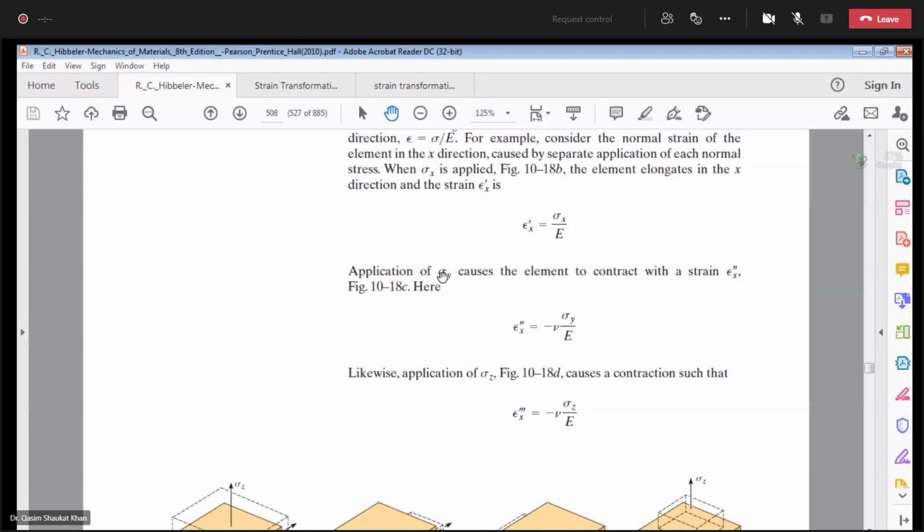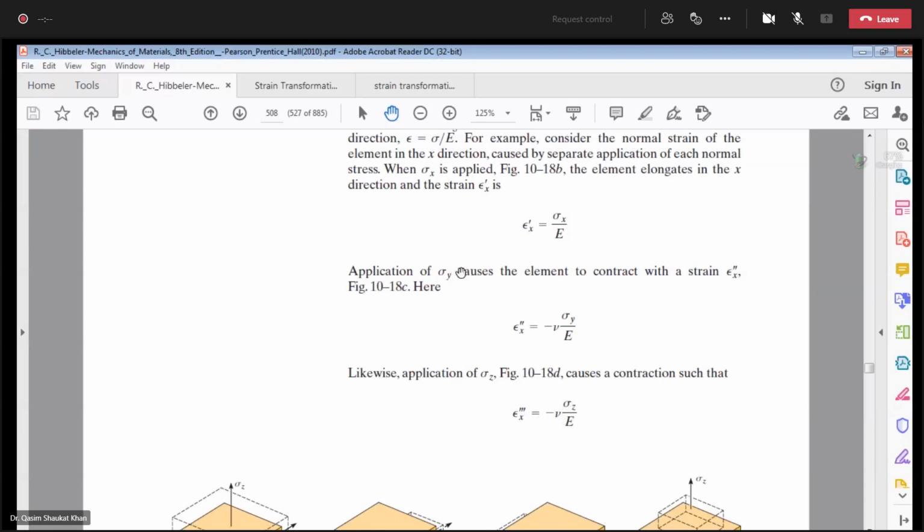Then application of sigma x causes the element to contract with a strain epsilon y double dash. It will be equal to sigma x over E times the Poisson ratio times the minus sign. Sigma z will cause a contraction such that epsilon y triple dash is equal to sigma z over E times the Poisson ratio times the minus sign.